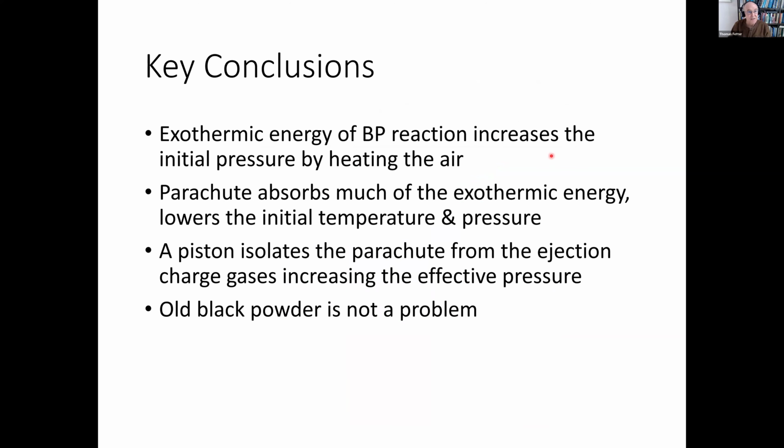Okay, so summarizing the key conclusions, the exothermic energy of the black powder reaction increases the initial pressure by heating the air. The parachute absorbs much of the exothermic energy and lowers the initial temperature and pressure. A piston isolates the parachute from the ejection charge gases, increasing the effective pressure, and old black powder is not a problem.